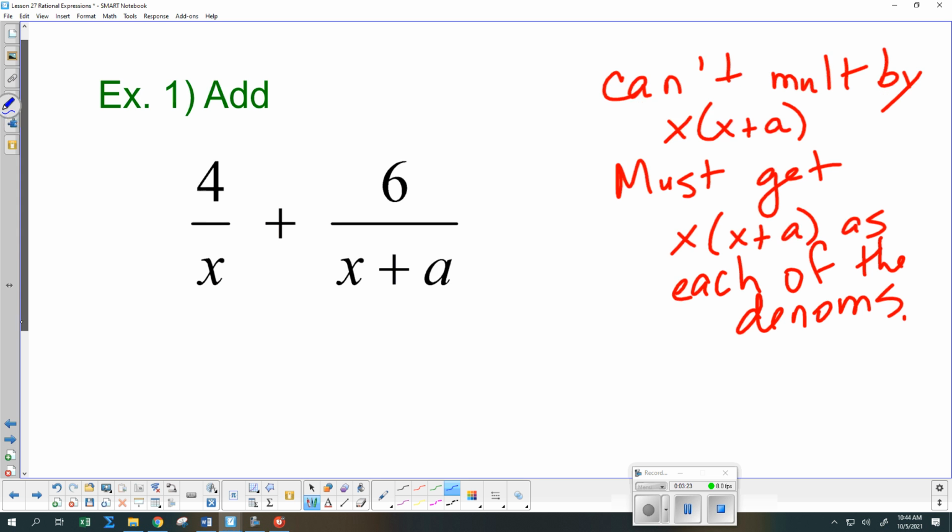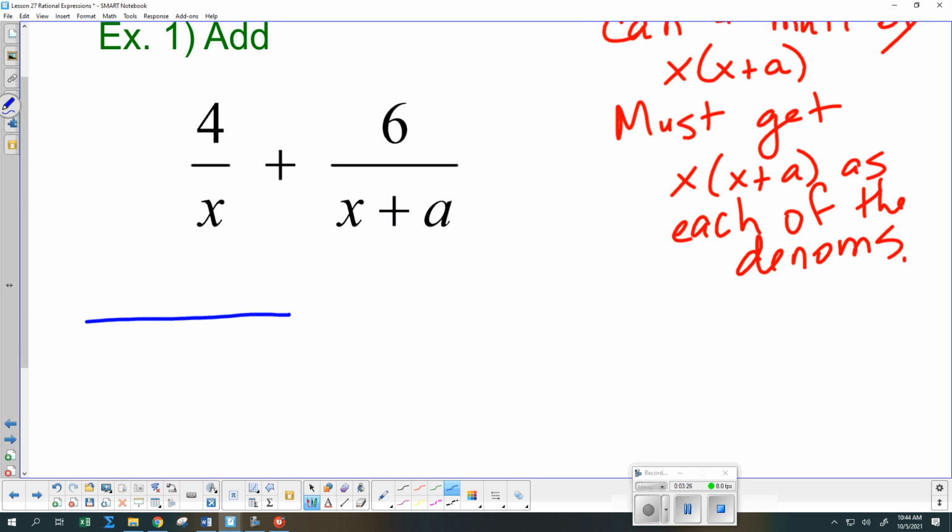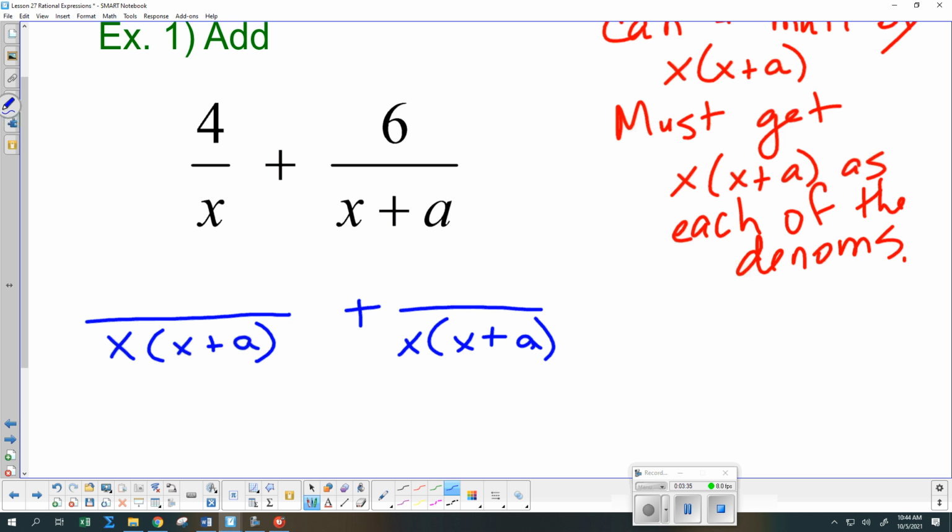So, for this first one, I need to get it so it is x times x plus a. And I need to get the second one so it is x times x plus a. That means I need to multiply numerator and denominator by the same thing. If I multiply this by x plus a in the denominator, I must multiply the numerator by x plus a, and even if you multiply it, I count off if you only write it once. You need to write down that you're multiplying both of them.